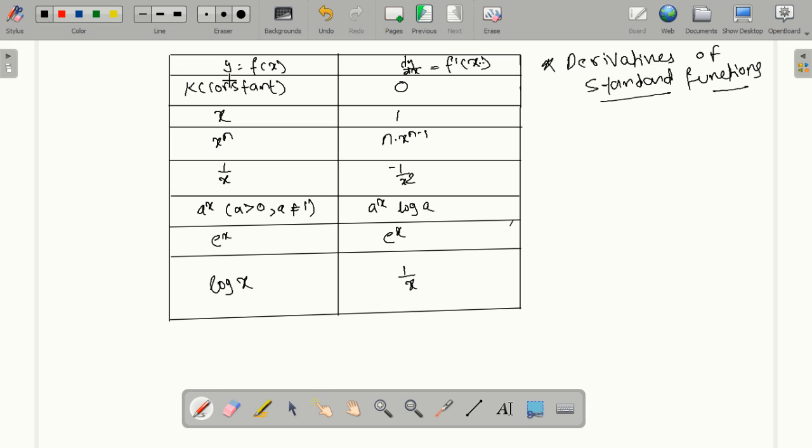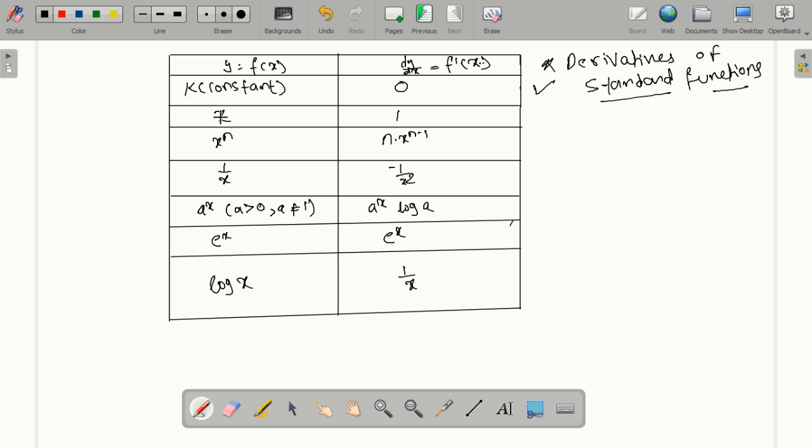So the first derivative is of k, right? And k is nothing but a constant. For example, 1, 2, 3, all numbers, right? These are constants. And the derivative of a constant is 0. Note that the derivative of a constant is 0. You need to remember this.